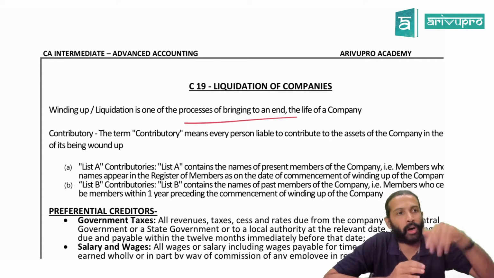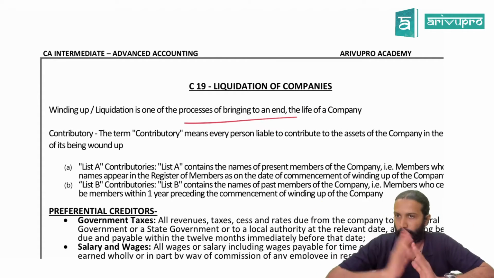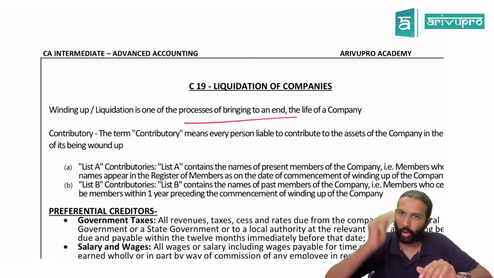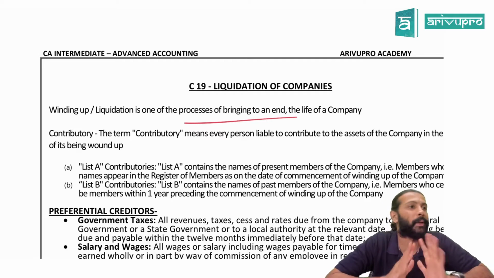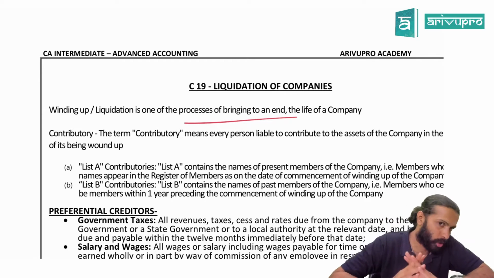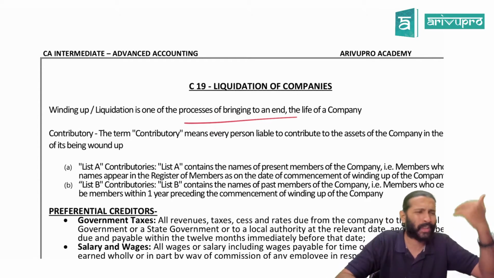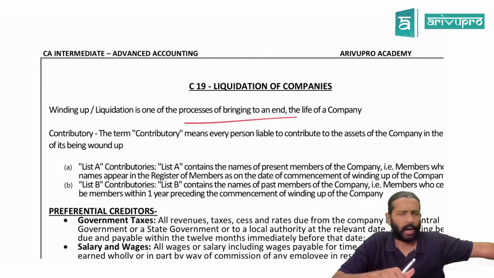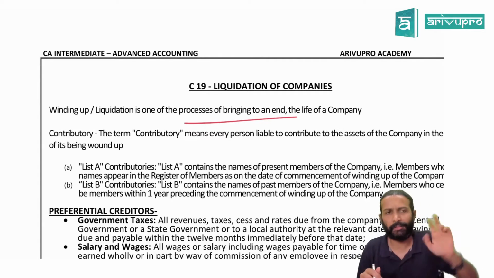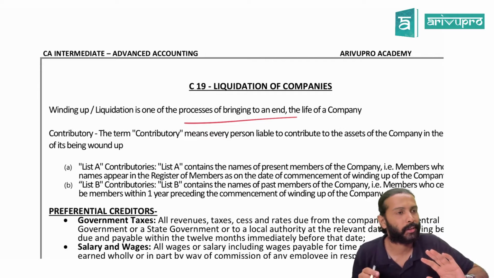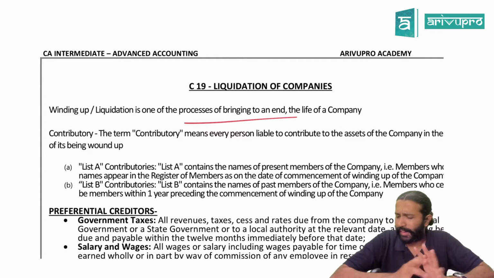Liquidation could happen voluntarily or forced. Meaning as per company order or court order, your company can liquidate, or voluntarily the company can wind up or close down the business. Whether it is voluntary or court order, our problems will not have any difference. Certain adjustments might be there, we will see that as we go.